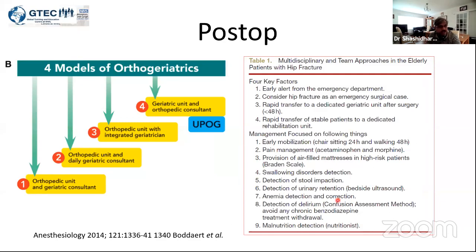Ideally, if you can get a geriatric unit where the fractured neck of femur patients are looked after, that's best. But we have a very good dedicated orthogeriatric team. They're virtually on that ward. This is an integrated ward where the orthopedic, anesthetic and orthogeriatric teams work together, and these are the things they focus on.